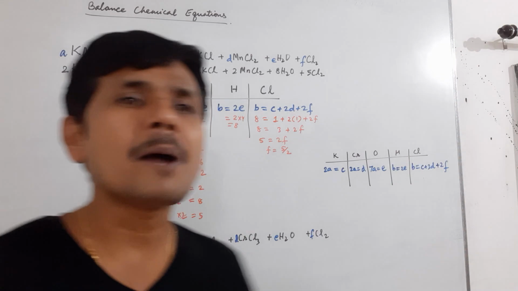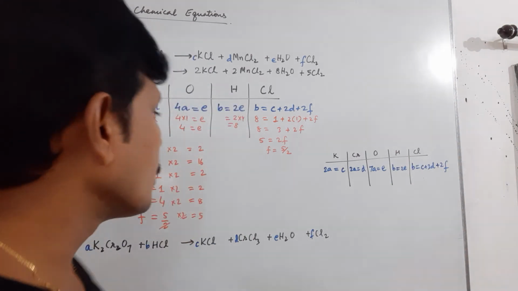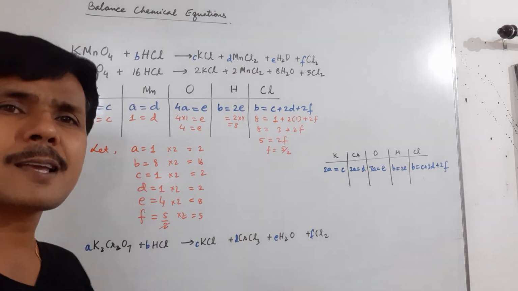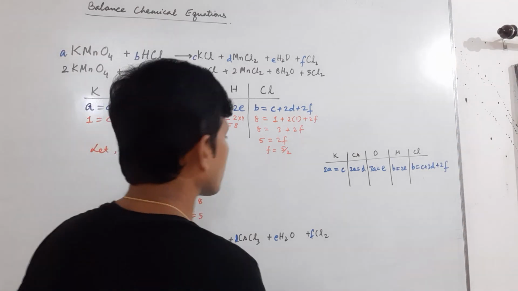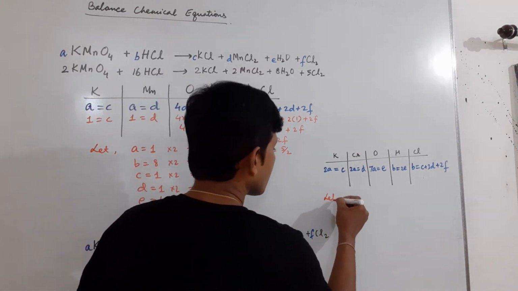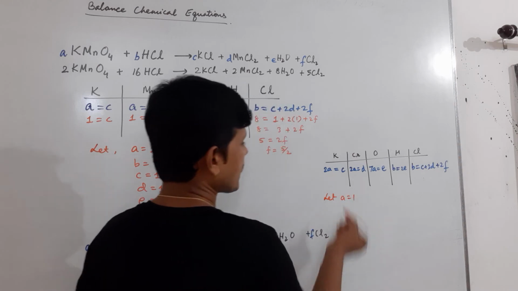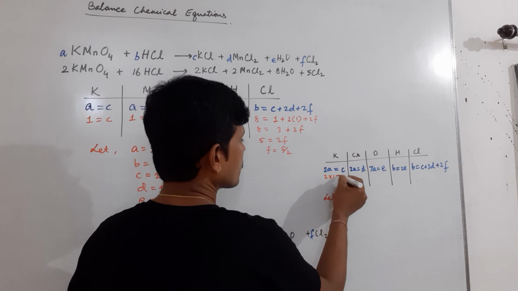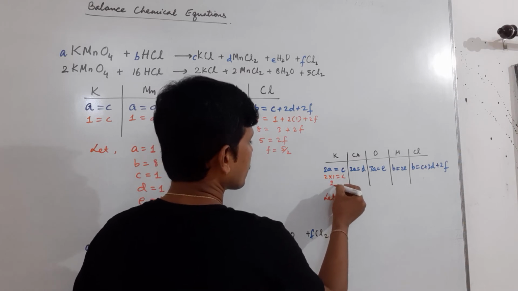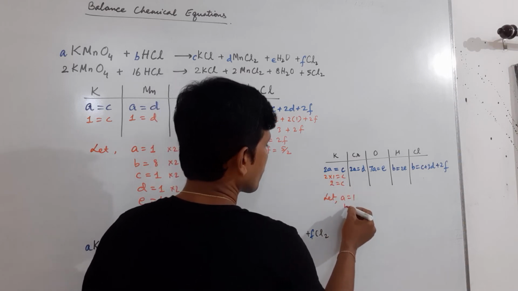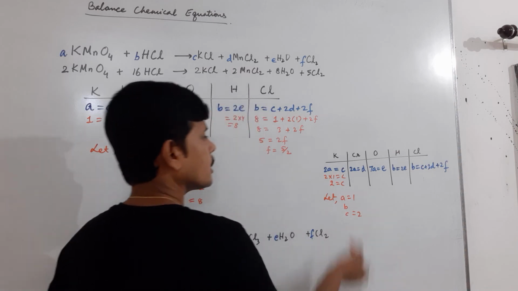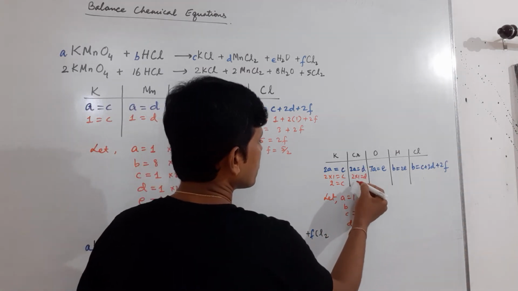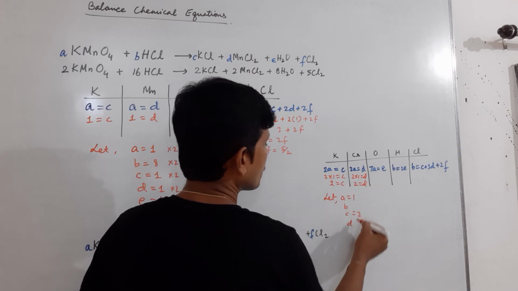Now we need to balance it. As before, let us suppose A equals 1. Now what happens when I take A equal to 1? It will be 2 times 1 equal to C, so I got the value of C equal to 2. Similarly, for D, 2 into 1 equals D, so D equals 2.